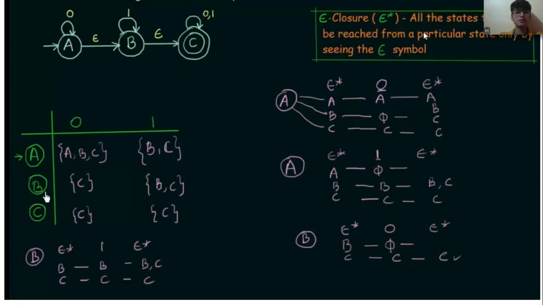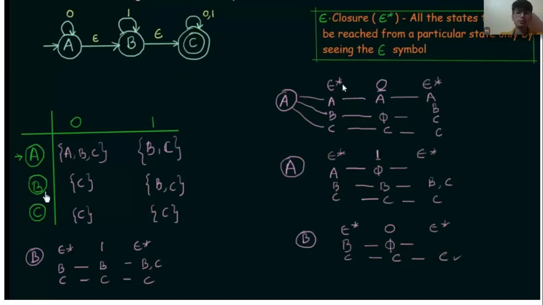Epsilon closure is nothing but all the states that can be reached from a particular state only by seeing the epsilon symbol. For example, A, on seeing epsilon symbol, can go to A itself, then it can go to B. So A can reach all the states by seeing epsilon. Then B on seeing epsilon goes to B, then on seeing epsilon it goes to C. Then C on seeing epsilon goes to C itself. Now we will apply the epsilon closure to each state one by one.